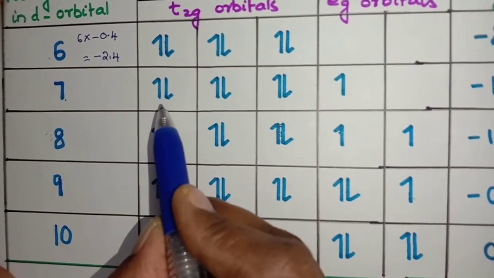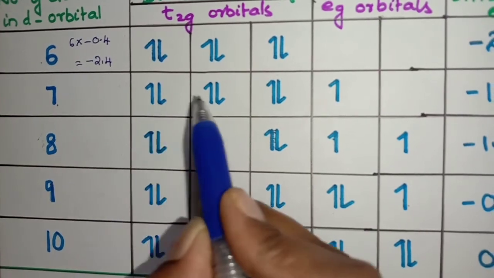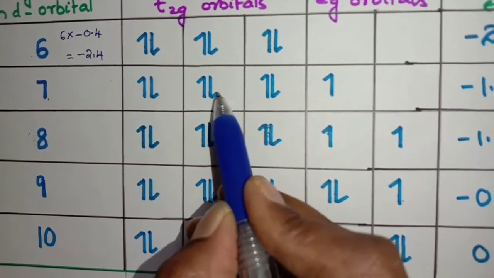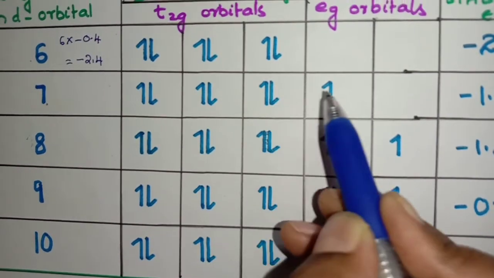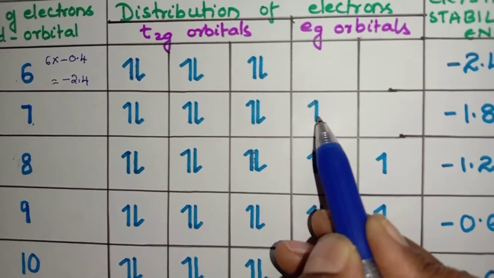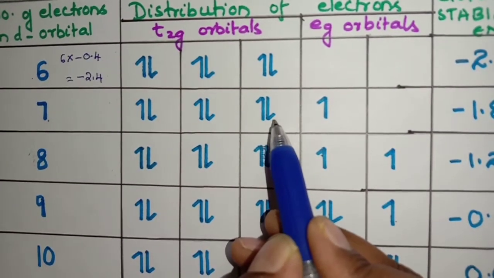Next, coming to number of electrons equal to 7. So, how do they enter into the T2g and Eg orbitals? First electron, second electron, third electron, fourth electron, fifth electron, sixth electron. Then comes here the seventh electron into Eg orbital. Why? Because all these 3 orbitals are now completely filled.